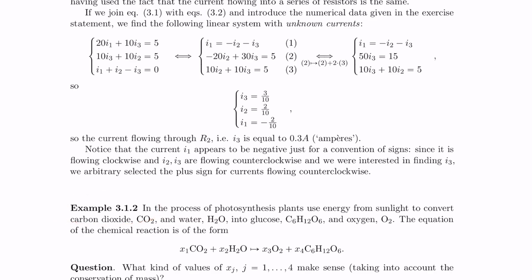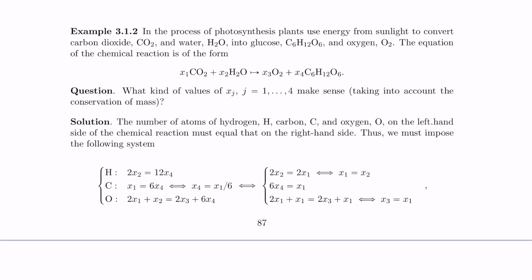Now with this example, I'm going to show that linear systems may also appear in biology. In particular, in the example, we discuss the process of photosynthesis. During this process, plants use energy from sunlight to convert carbon dioxide and water into glucose and oxygen. So the chemical reaction of photosynthesis is the following. X1 molecules of carbon dioxide plus X2 molecules of water go into X3 molecules of oxygen plus X4 molecules of glucose. Now the question is, taking into account the conservation of mass, what kind of weights X1, X2, X3, and X4 make sense in this chemical reaction?